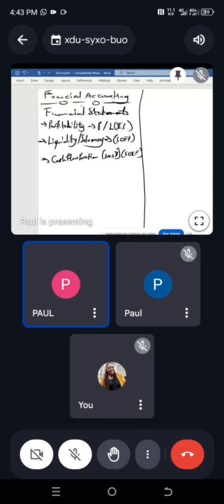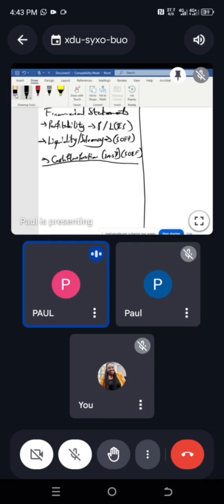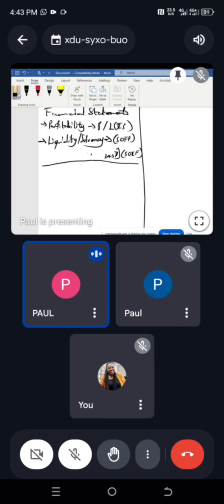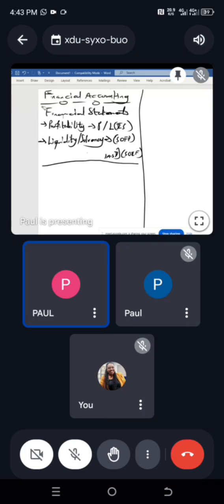Okay. Now, this is not in your syllabus. Statement of cash flows is not in your syllabus. Our focus is on the statement of financial position, which is also known as the balance sheet, and the income statements.